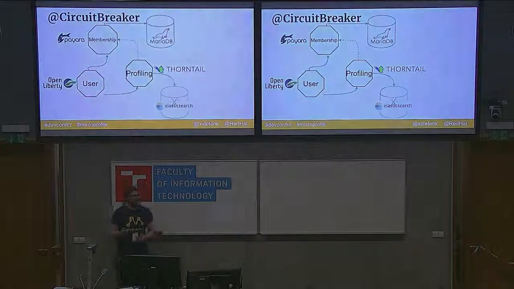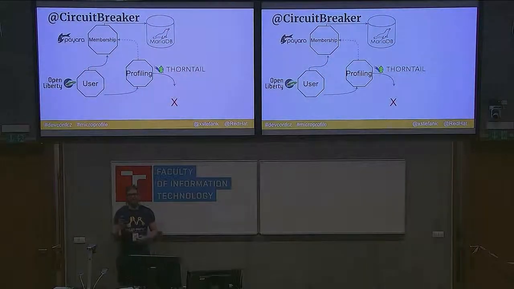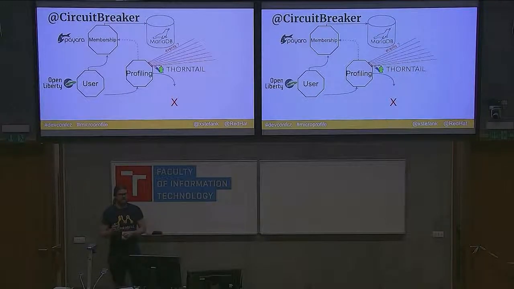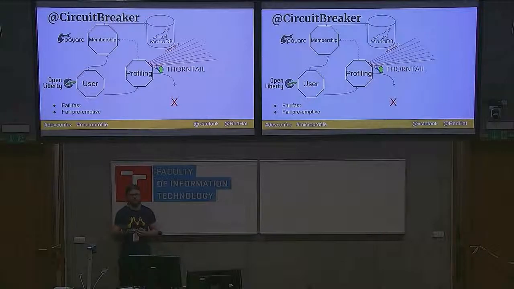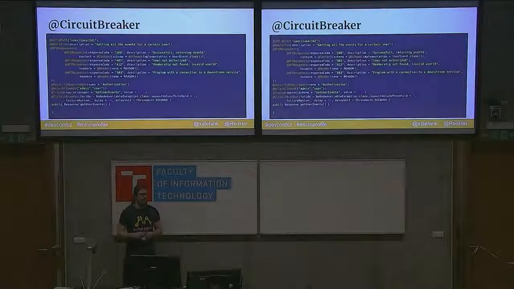So in our example, if the Elasticsearch database goes down and requests start coming, there is a 3-second timeout for our Elasticsearch, where the profiling service will then time out and return an error. So what will happen if events keep coming? There is no real reason to time out all of the subsequent requests if we know that Elasticsearch is probably still down, so we can directly return an invalid response: fail fast or fail preemptively.